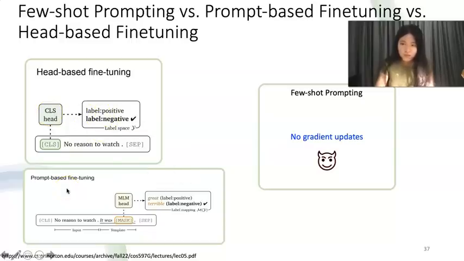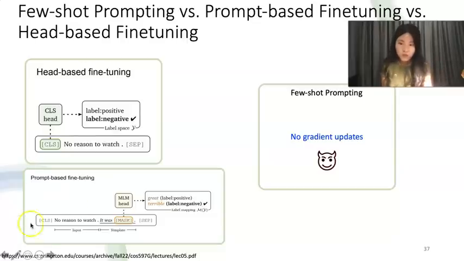And for prompt-based fine-tuning, prompt-based fine-tuning is still fine-tuning. But the difference is that we format the input as a prompt, and it will predict a word which will then be mapped to your output label.